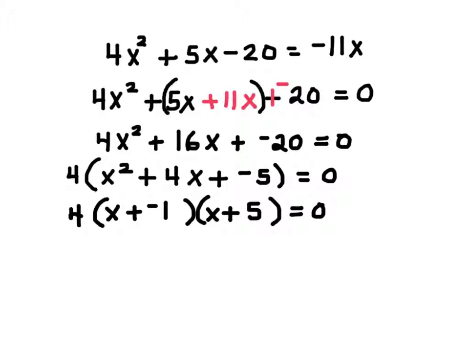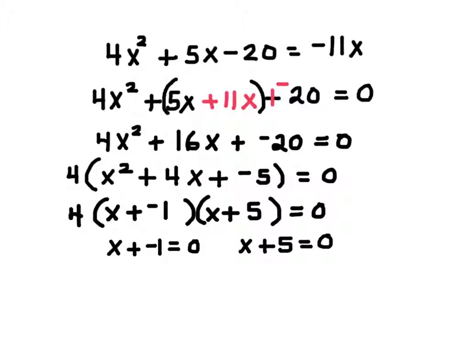Okay, so for this to be true then, the left-hand side must equal 0 if the right-hand side is 0. Well, 4 is not 0, but x plus a negative 1 could equal 0, which would cause the whole left-hand side to be 0 because multiplication by 0 is always 0. Or the x plus 5 could be 0. So one of two situations is true. Either x plus negative 1 is equal to 0, or x plus 5 is equal to 0.